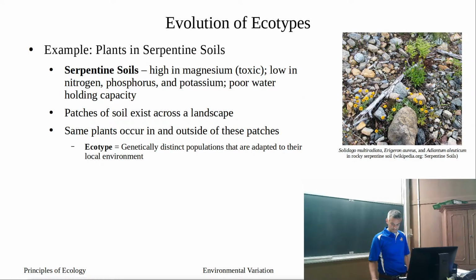All right, ecotypes. We've defined those, right? So you can go back to exam 1 material, look up that definition. Our example of ecotypes are in serpentine soils. So what are serpentine soils? These are soils that are high in magnesium. They're going to be low in nutrients, so nitrogen, phosphorus, potassium, and they have a poor water holding capability. Right? Not a very good soil for plants to grow in.